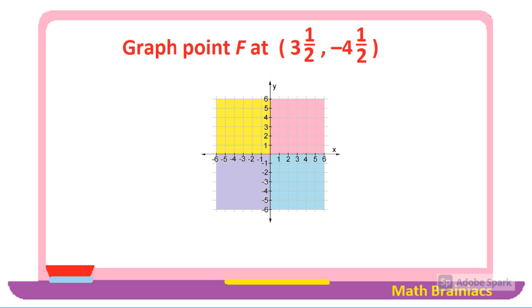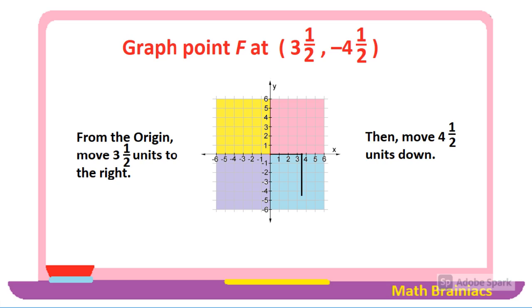Let us work on this example so that you can recall how to graph points on the coordinate plane. Let us graph point F at (3.5, -4.5). As I told you before, we always start at the origin. Then, from the origin, we move 3.5 units to the right because the x-coordinate is positive. Since the y-coordinate is negative 4.5, we move down. Accordingly, we move 4.5 units down. And that is point F, where the ordered pair is (3.5, -4.5).